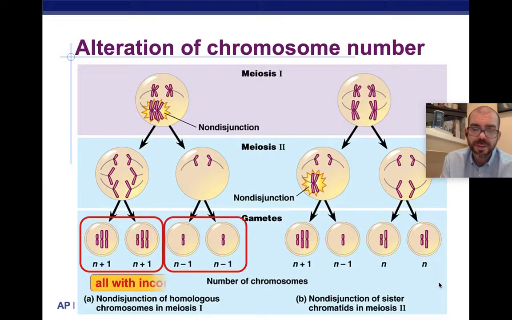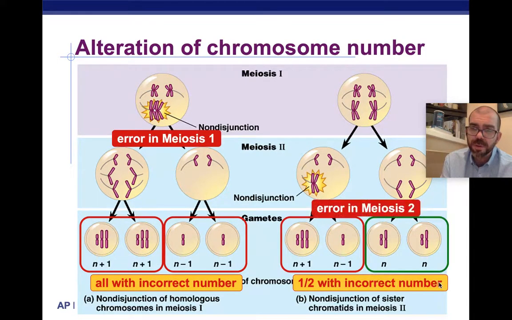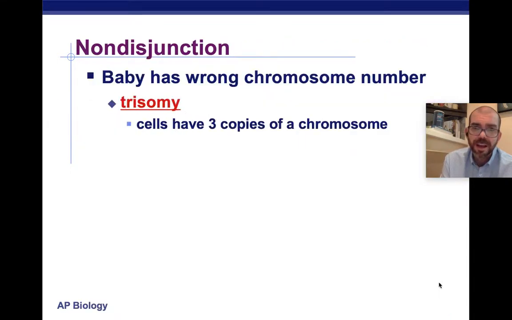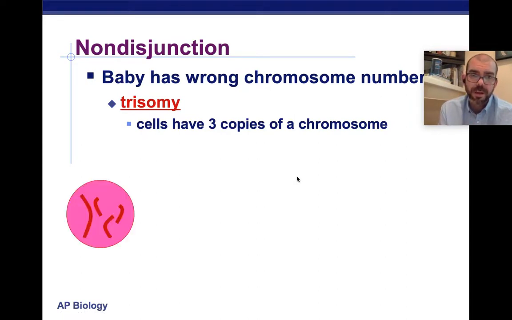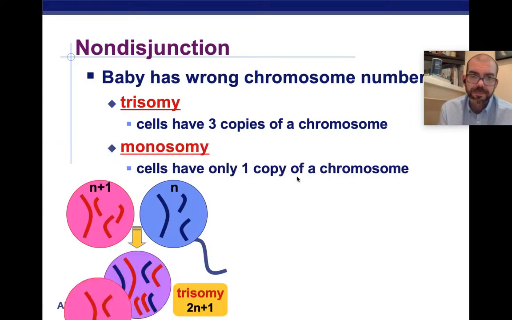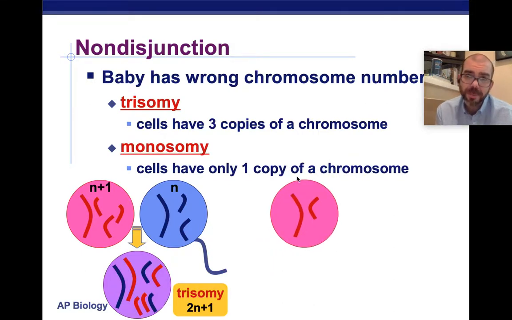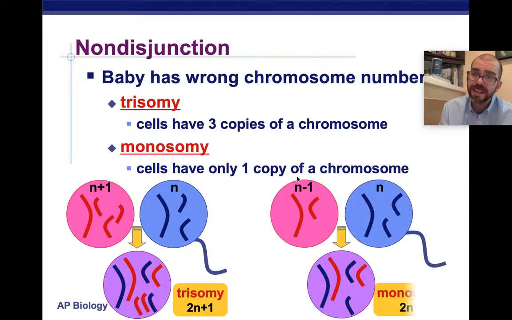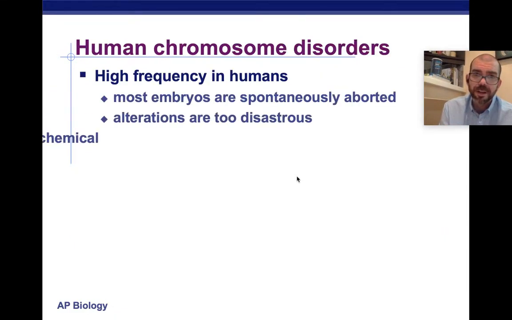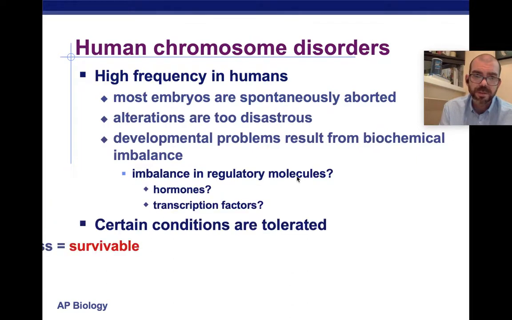This causes an alteration in the total number of chromosomes an organism has and creates what we call a trisomy. A trisomy is when a cell has 3 copies of a chromosome instead of 2. You can also have a monosomy. That cell that had one too few now only has 1 copy. And those can cause a variety of different disorders. Pretty high frequency in humans.